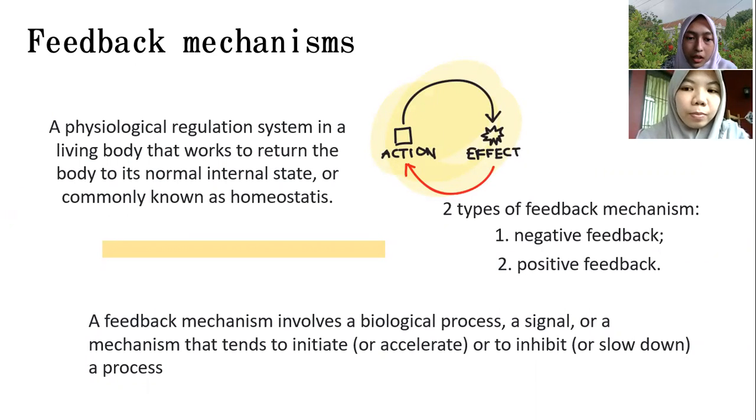Feedback mechanism is a physiological regulation system in a living body that works to return the body to its normal internal states, or commonly known as homeostasis. In a biological sense, feedback mechanisms involve biological processes, signals, or mechanisms that tend to start or inhibit a process. There are two types of feedback mechanisms, depending on whether the input changes or the physiological parameters deviate from their limits. These are negative feedback and positive feedback mechanisms.